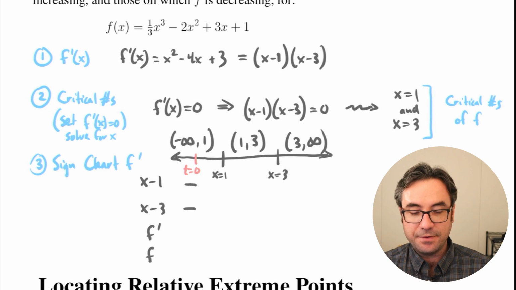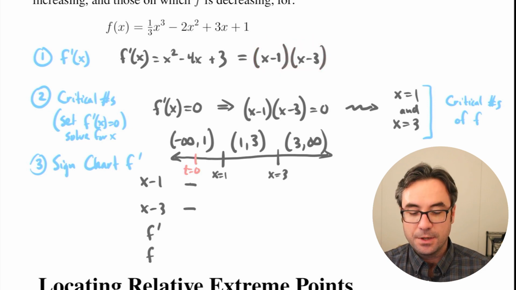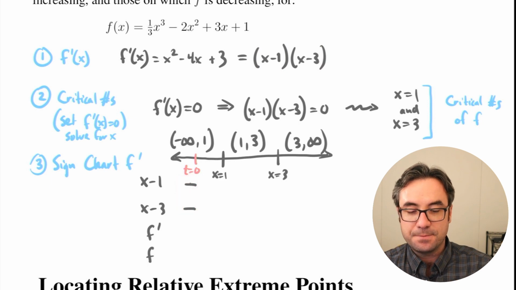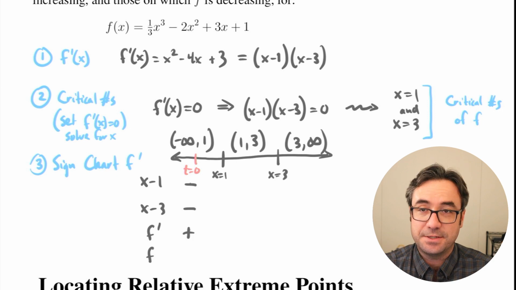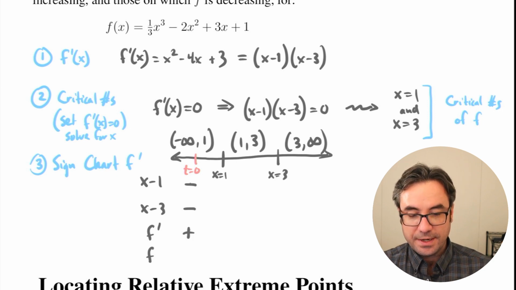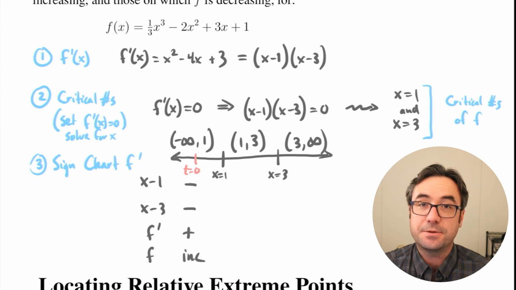And so what we have here is a negative term times a negative term. So when we multiply two negatives, they cancel out, and they make our first derivative positive in this case. And so what that tells us about the original function is, since f prime is positive, the original function must be increasing on that first interval.